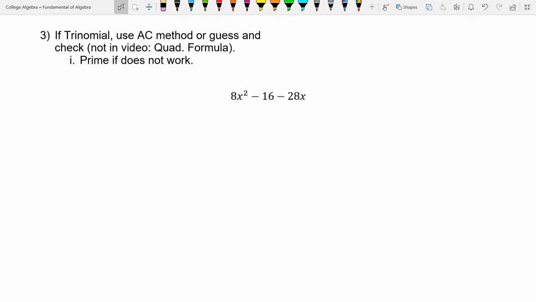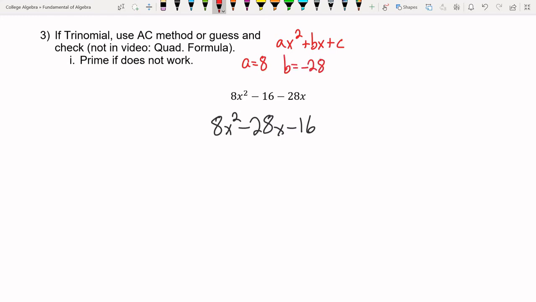this polynomial is not in standard form, so I'm going to rewrite this as 8x squared minus 28x minus 16. Highest power of x to the lowest power of x. And now we can kind of compare this thing to the classic ax squared plus bx plus c. So you see that a equals 8, b equals negative 28, and c equals negative 16, I should say. Why do we do this? Because we're going to use the AC method, which uses a, b, and c in regards to this x here.